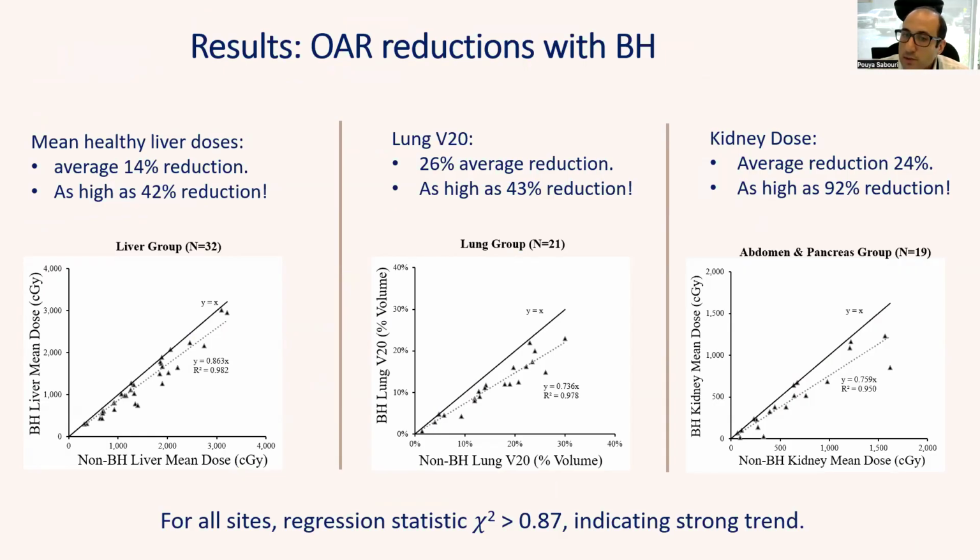In the middle, we show lung V20 for 21 lung cases. Again, Breath-Hold helped us reduce the lung volume getting 20 gray or more by about 26% on average and up to 43% in some patients. That's, again, quite relevant in terms of toxicity.